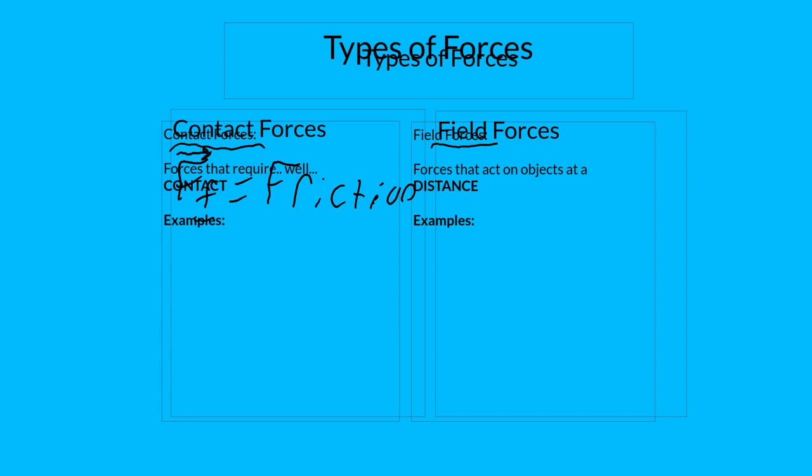So another example of a contact force would be the applied force. Notice we put the big capital F still for force, but we have a subscript A for the applied force. An applied force is just going to be any sort of force that is, you guessed it, applied by some sort of person or animate object typically.